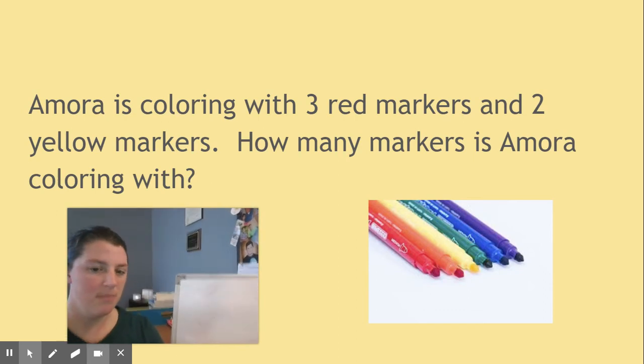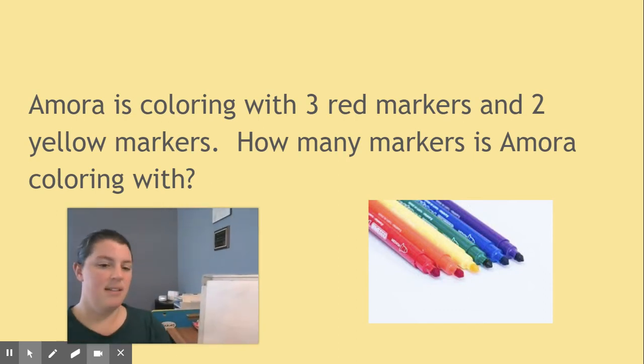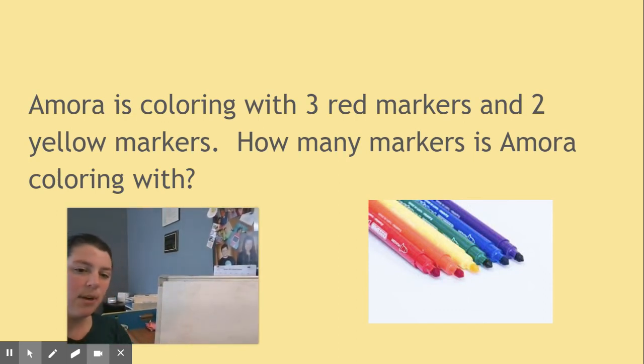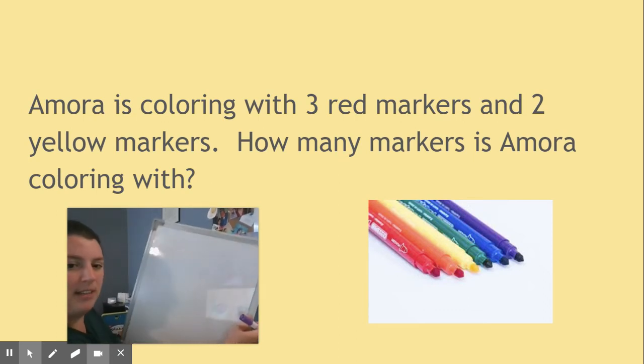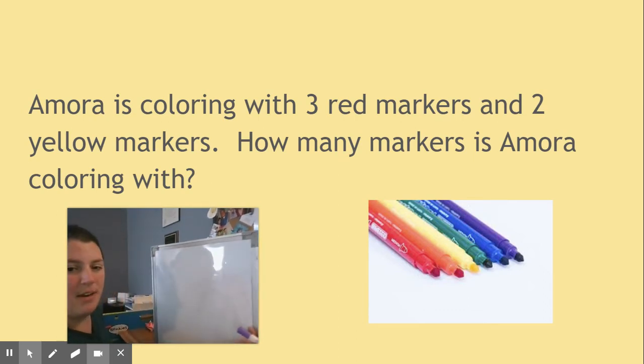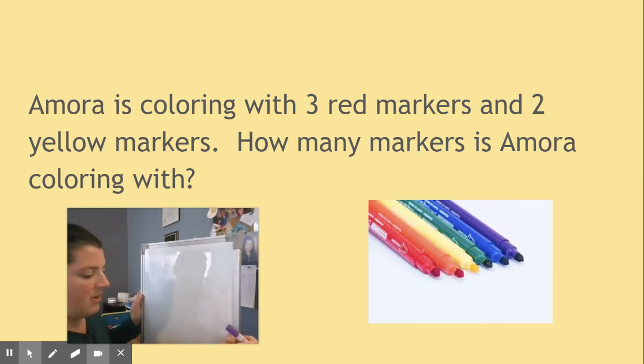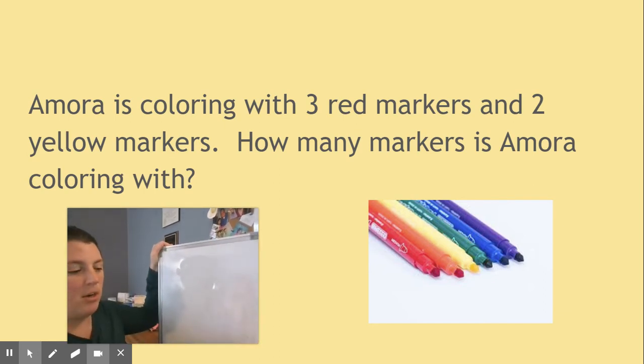So another way we can represent and show our work is by drawing. So I'm going to turn my computer just a little bit. Sorry, friends. And let's see what it would look like if I drew what I was thinking. So I'm going to get a marker. And it said Amora is coloring with 3 red markers. Maybe I'll turn my board like this and it'll make it easier for you to see. There we go. So Amora has 3 red markers.